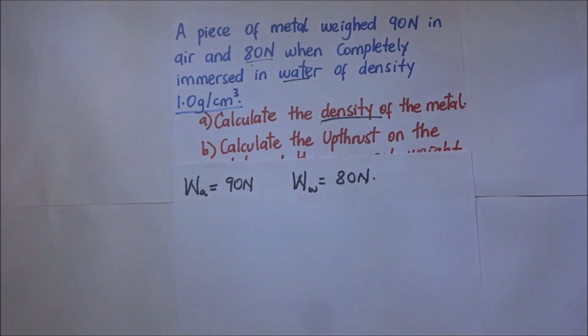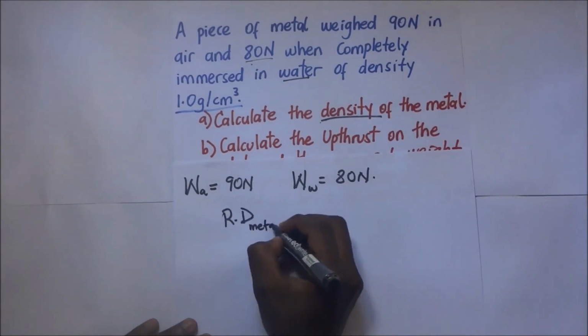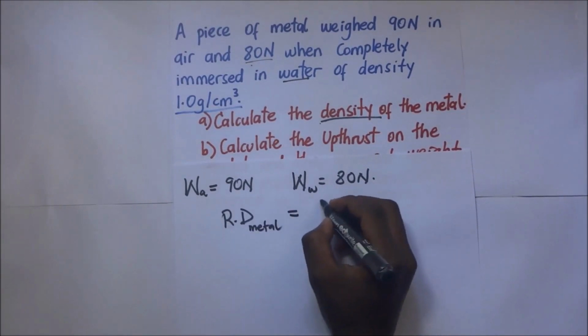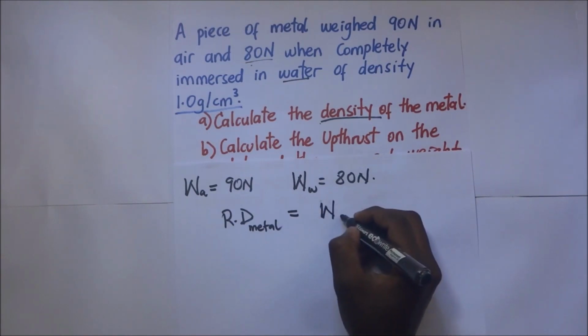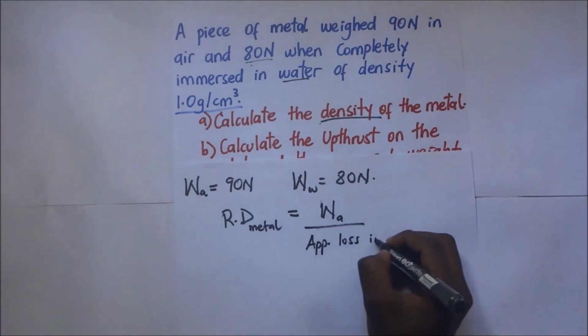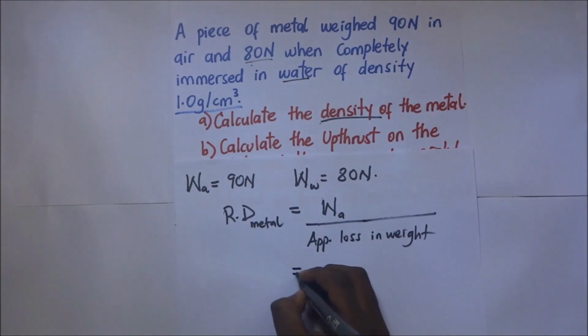After finding the relative density of this metal, we shall multiply that relative density by 1000, and we will be able to get the density of the metal. So we get started with the working. The relative density of the metal is given by the weight of the metal in air divided by the apparent loss in weight, the apparent loss in weight of the metal when it was dipped in water.